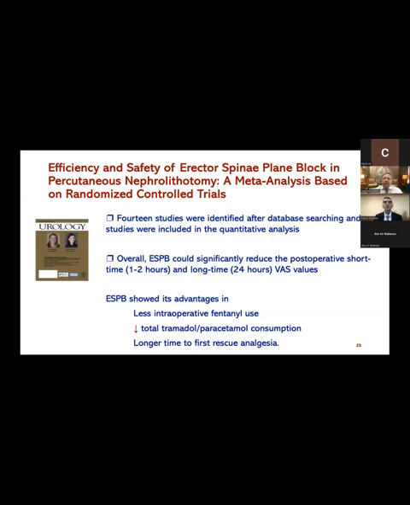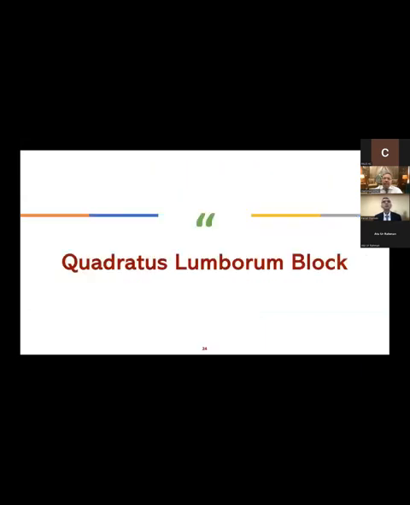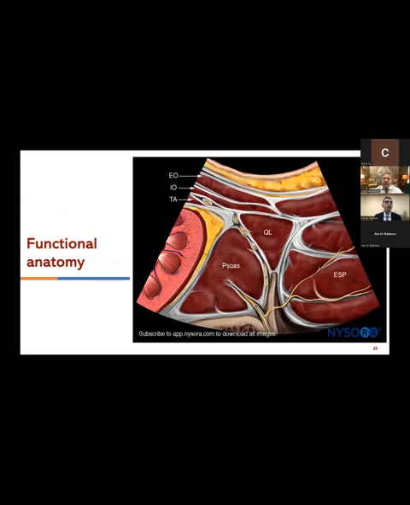Another peripheral nerve block which can be done is the quadratus lumborum block. The quadratus lumborum muscle lies in the posterior abdominal wall, dorsolateral to the psoas major muscle.